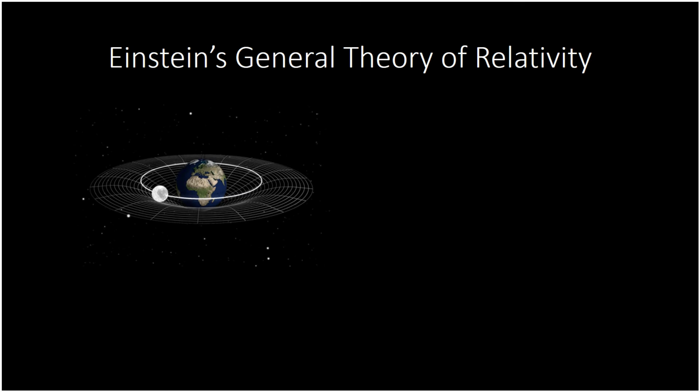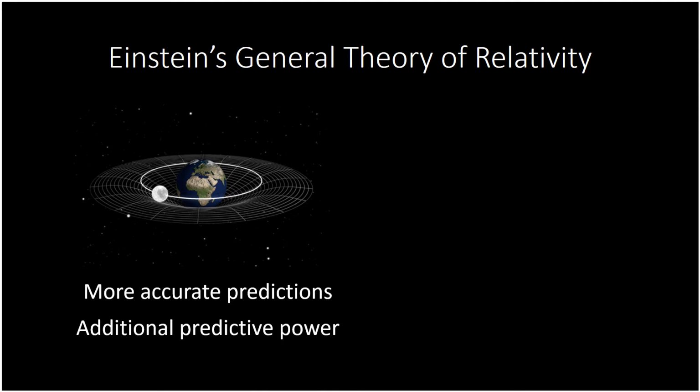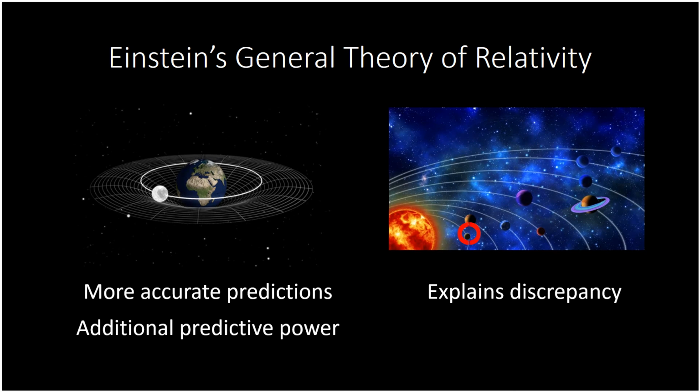The model that eventually replaced Newton's theory is Einstein's theory of general relativity. This theory delivers more accurate predictions and additional predictive power. It explains the discrepancy in Mercury's orbit, as well as smaller orbital precessions of Venus, Earth, and Mars that have been measured since. And it explains the cause of gravity itself, about which Newton refused to speculate.